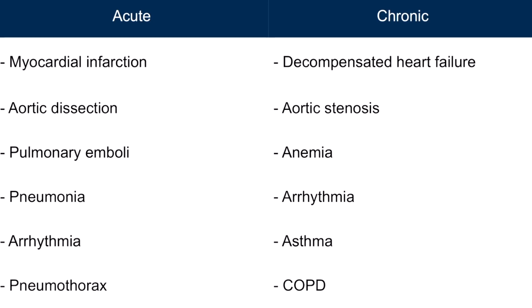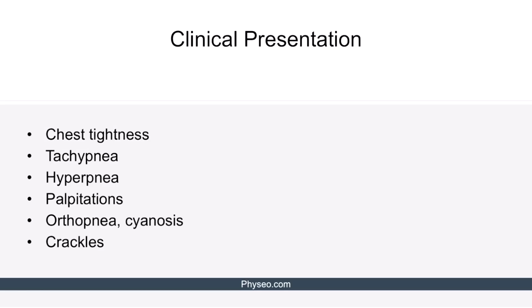This table summarizes the various conditions which may lead to acute and chronic dyspnea. Acute dyspnea results from several disorders like myocardial infarction, aortic dissection, pulmonary emboli, pneumonia, arrhythmia, and pneumothorax. And chronic dyspnea also results from disorders like decompensated heart failure, aortic stenosis, anemia, arrhythmia, asthma, and chronic obstructive pulmonary disease. The clinical presentation varies a lot depending on the underlying cause of dyspnea.